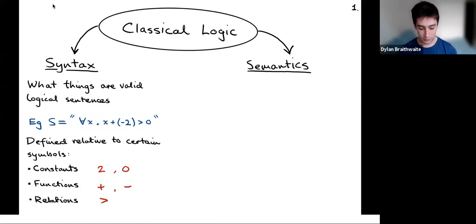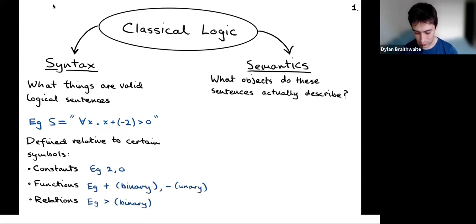And then if we want to actually talk about what these things mean, that's when semantics comes in. So the semantics is basically a set which tells us what the values the logic is talking about are, as well as ways in which we can interpret the symbols that we've defined. So in this example, the semantics for this might be a set of naturals.